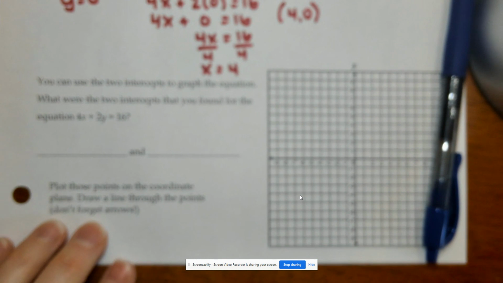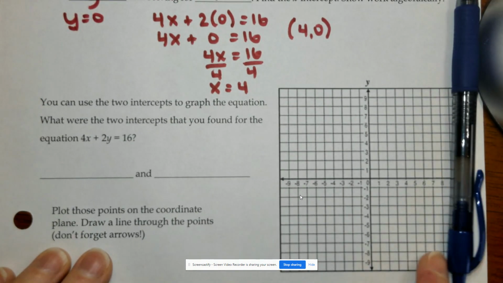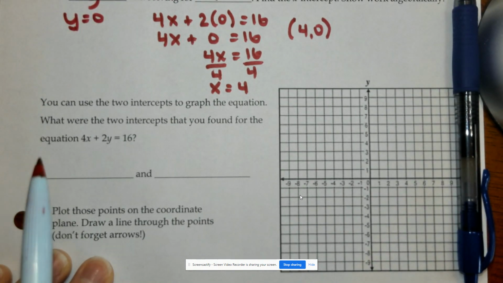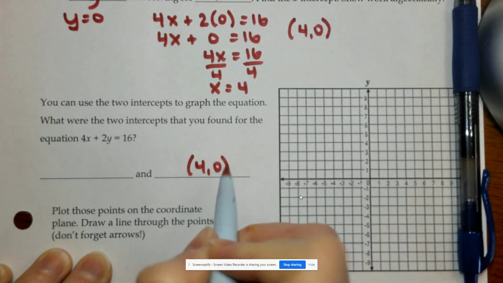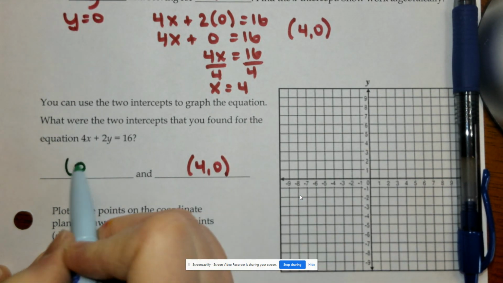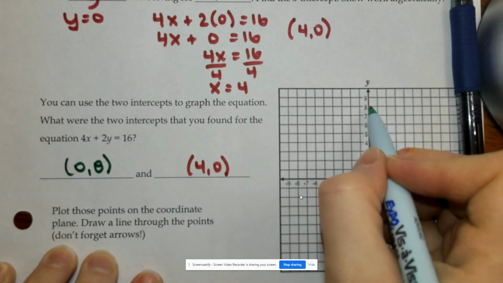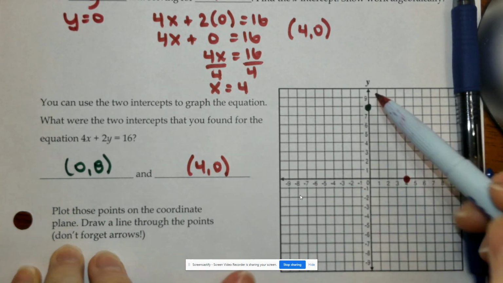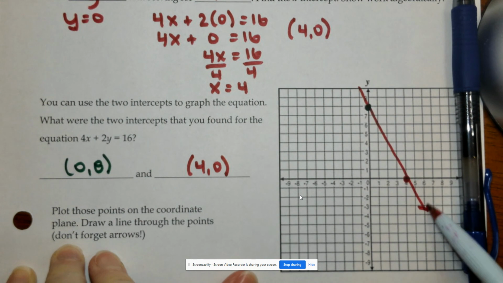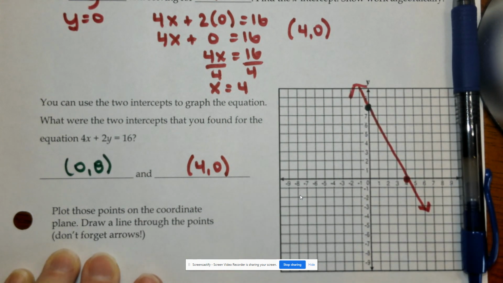So if we use those two pieces of information, we can graph this equation. So what we found for the two intercepts, the one that we just found on this page was 4, 0, and the one that we found on the previous page was 0, 8. So if we graph 0, 8, and we graph 4, 0, and then we connect them, that would give us the graph for 4x plus 2y equals 16. And I put the arrows on there because the points would continue on in both directions forever.